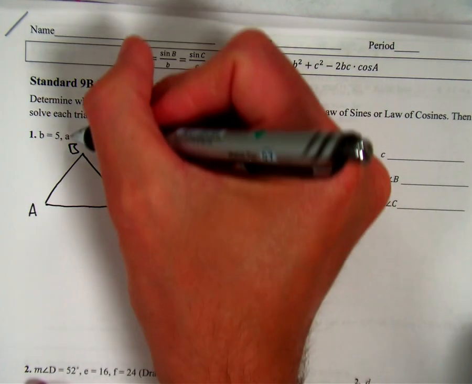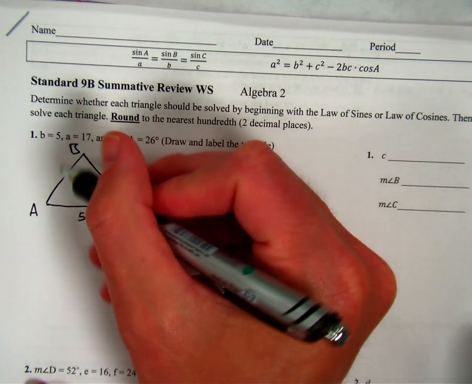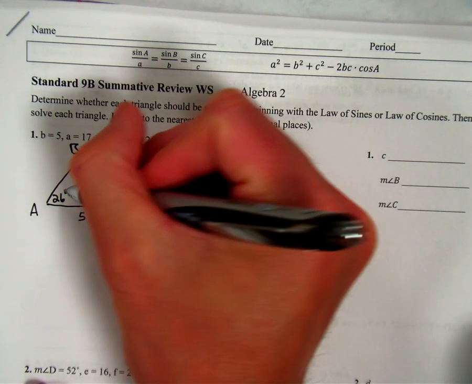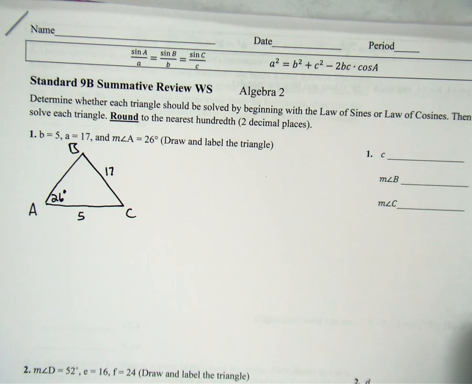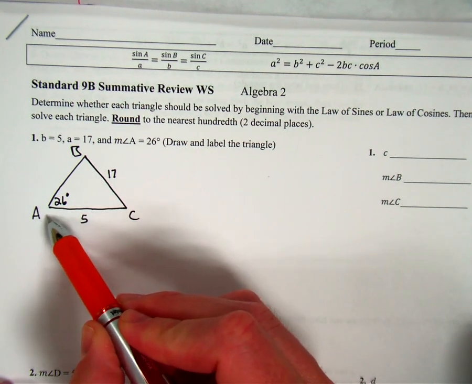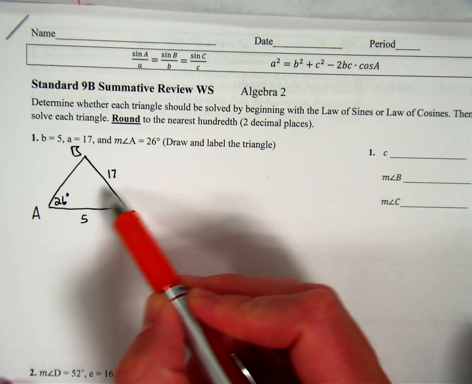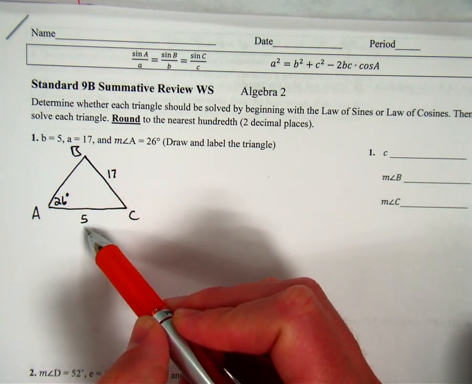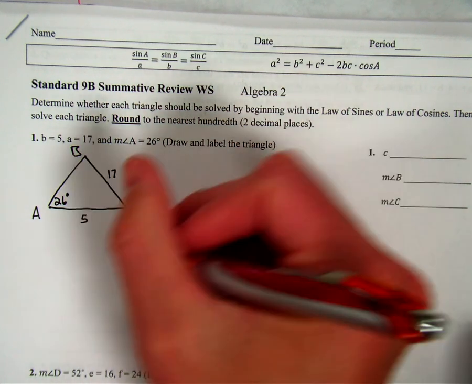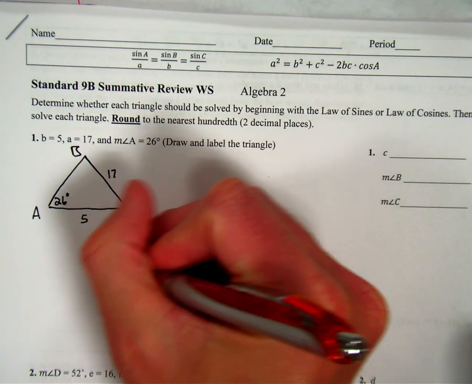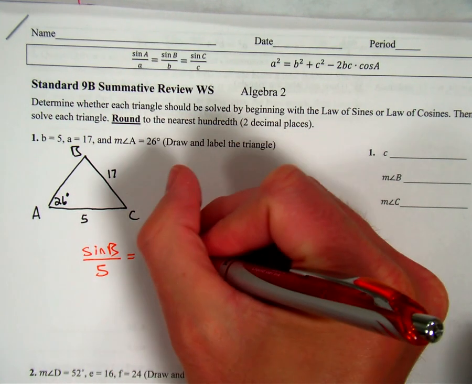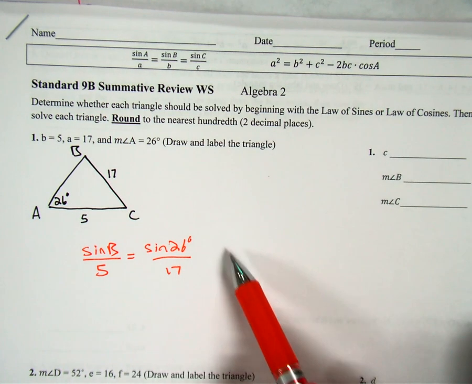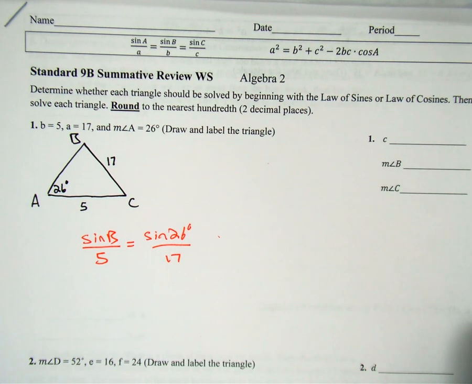Alright, side B is 5, that's going to be across from angle B. Side A is 17, that's across from angle A. And angle A is 26 degrees. Okay, so we have an angle with a side across from it, so that's how we know it's going to be a law of sines problem. The other piece of information we have is side 5, so we should be able to get angle B. So we're going to have sine of angle B over 5 equals sine of 26 degrees over 17. Make sure your calculator's in degree mode.